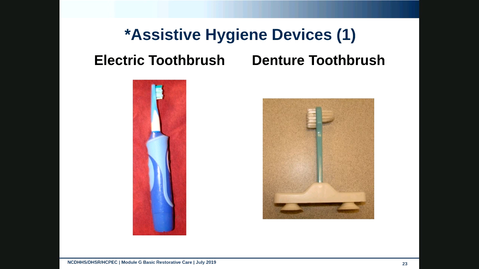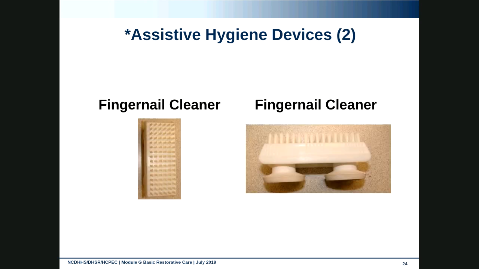The denture toothbrush has suction cups on the bottom of it, so it can be suctioned inside of a sink, so you can use it single-handedly to clean your own dentures. So it suctions, and you can use that to clean your dentures. The fingernail cleaner can be used to clean your fingernails, same reason. Again, if you only have one hand to clean your fingernails, you can suction that to the bottom of the sink and use it to scrub the fingers clean.